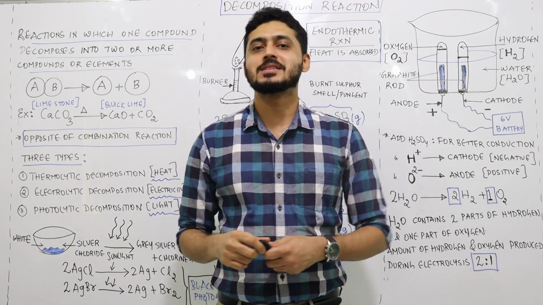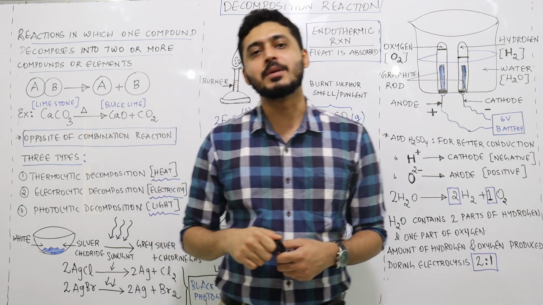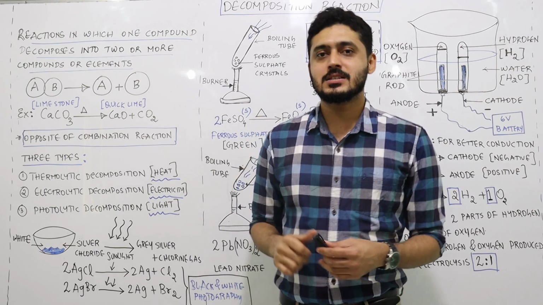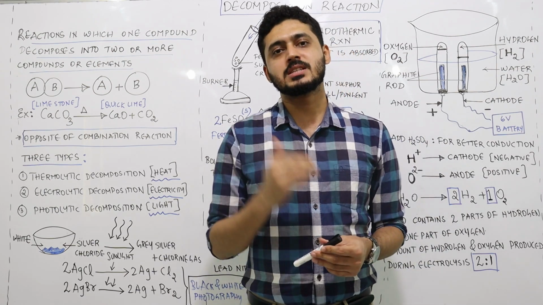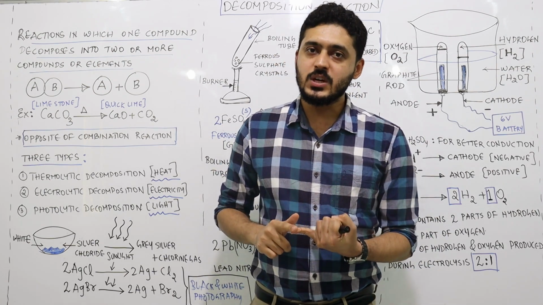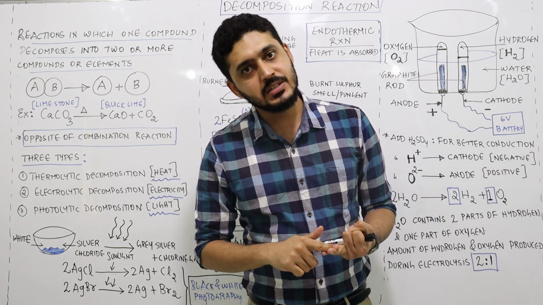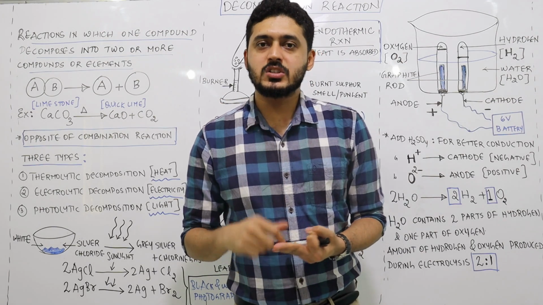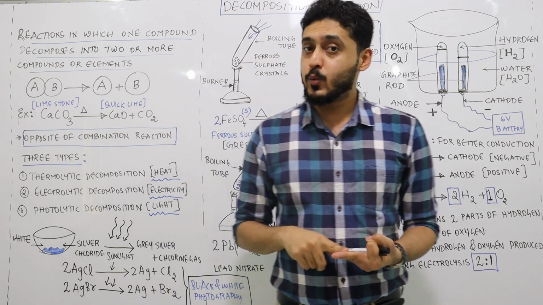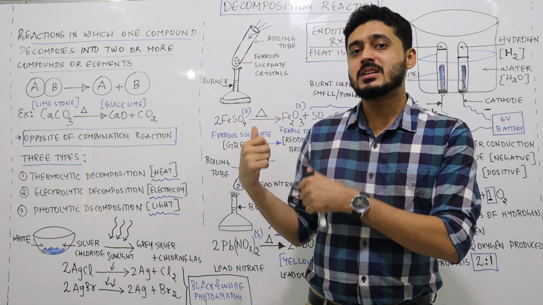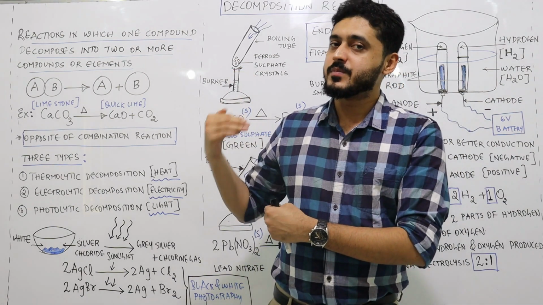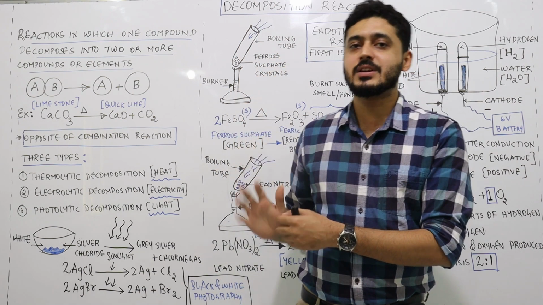We were discussing the topic of chemical equations and reactions. In the last 3 sessions, we saw what a chemical equation is, what chemical reactions are, how to balance a chemical equation, why you need to balance an equation, and we discussed the types of reactions. There were 5 types. In that, we have already discussed combination reactions.